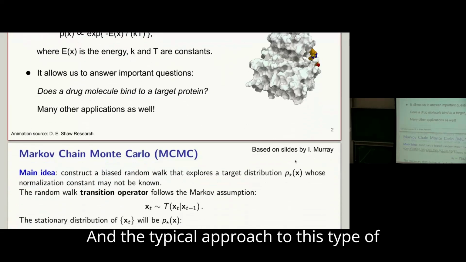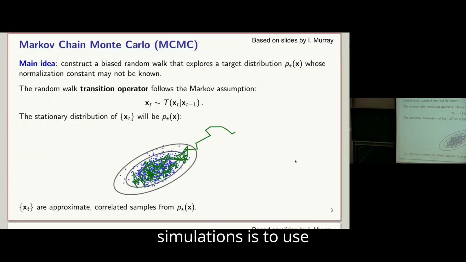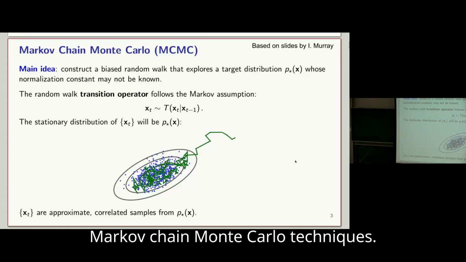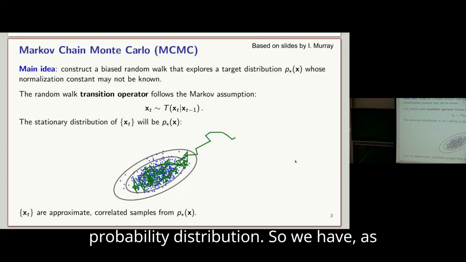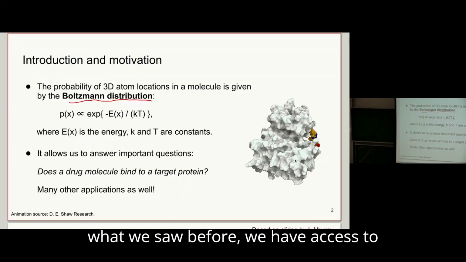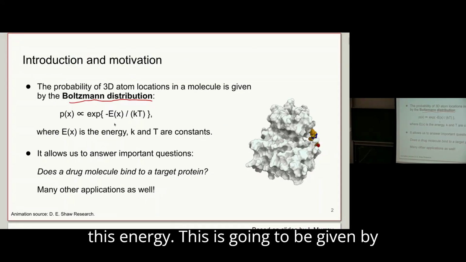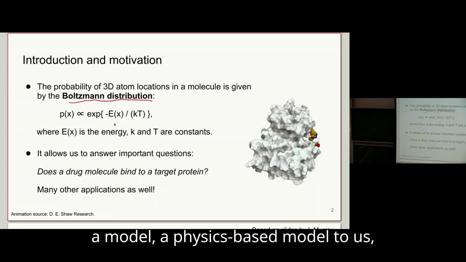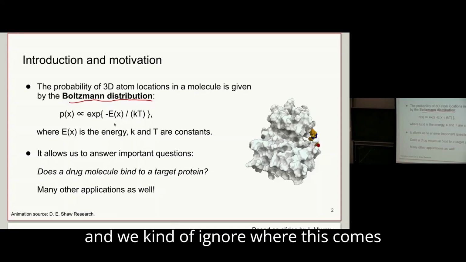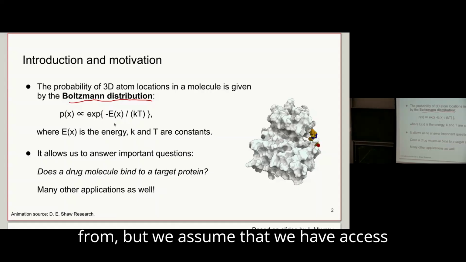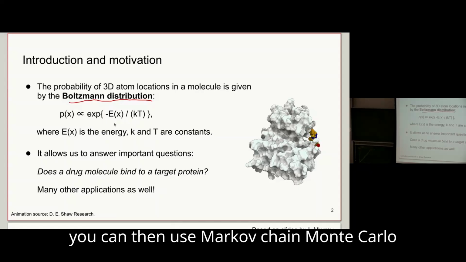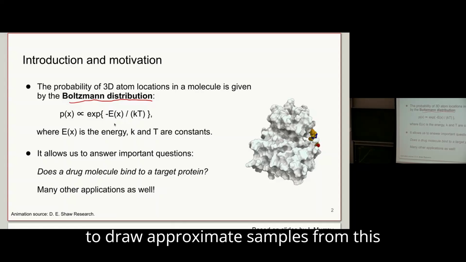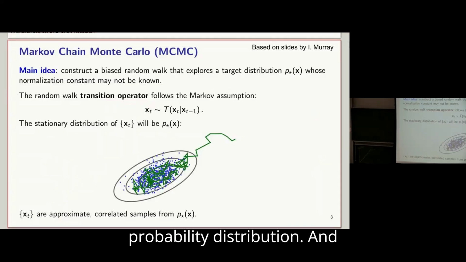And the typical approach to do this type of simulations is to use Markov chain Monte Carlo techniques. These techniques will allow us to draw samples from a particular probability distribution. As we saw before, we have access to this energy. This is going to be given to us by a physics-based model, and we are going to ignore where this comes from, but we have access to these energies. Given these energies, you can then use Markov chain Monte Carlo to draw approximate samples from this probability distribution, okay?